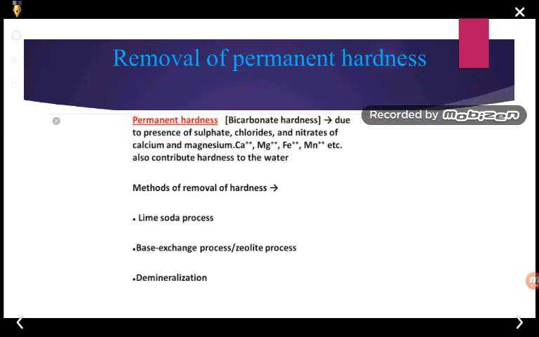So removal of permanent hardness, you know that hardness of water is due to the presence of sulfate, chloride and nitrates of calcium and magnesium. So calcium ions, magnesium ions, manganese ions, etc. contribute to the hardness of the water. And the methods of removal of hardness, you know it. The first one, that is lime soda process. Next, we have already studied the zeolite process. Today we are going to discuss demineralization, that is also said to be the deionization process.